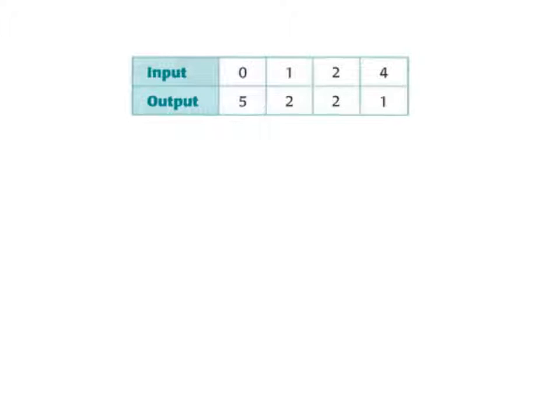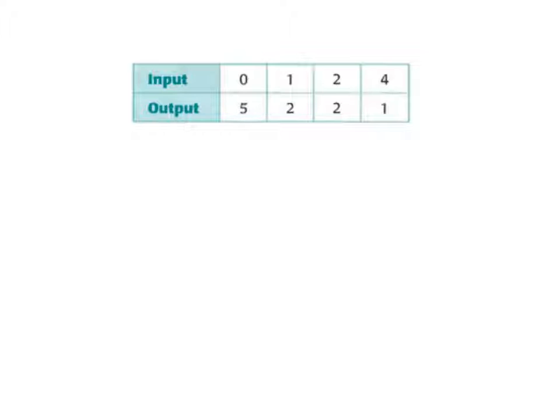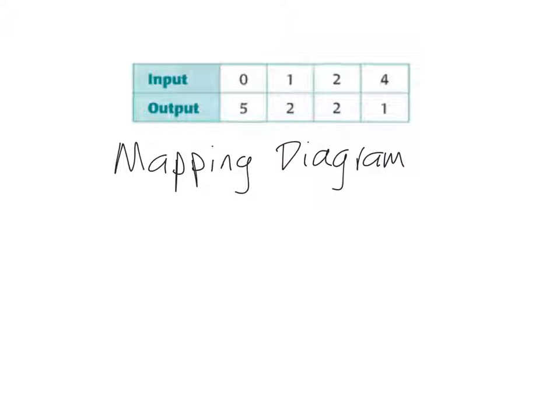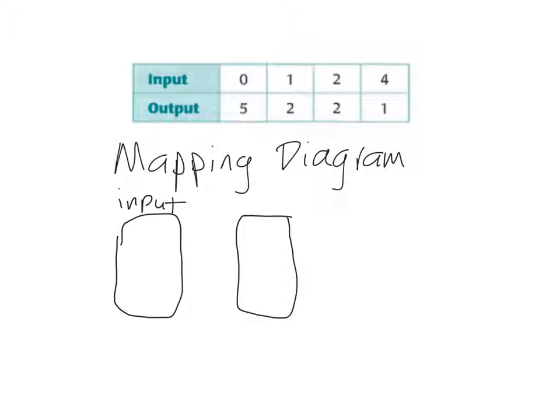Here's another table. You're going to want to draw this one out too. Now here what we're going to show is a different way to display a function other than a table. So this is called a mapping diagram. And what the mapping diagram does is it shows how the inputs go to the outputs. So in our mapping diagram, we draw one box for our inputs, right? This is where our domain elements go. And then we draw another box for the outputs.